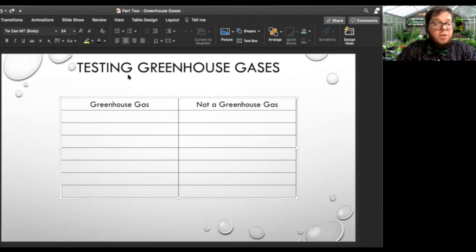Welcome. If you're just joining us, we are testing some gases to find out if they absorb and emit infrared radiation. Of course, some of the gases in the list in the simulation, you might already know if they're a greenhouse gas or not.